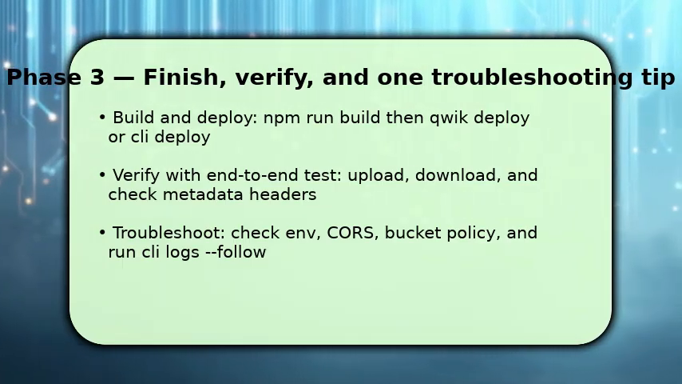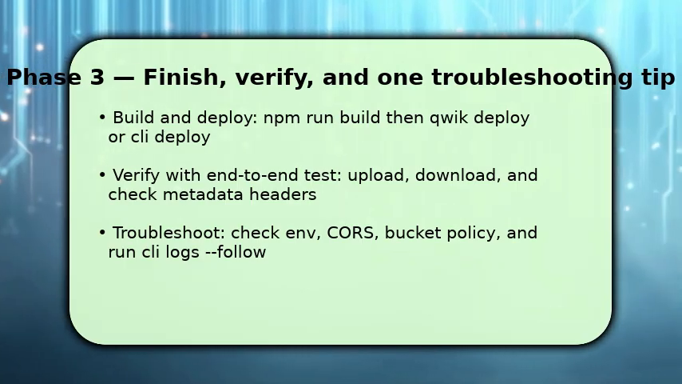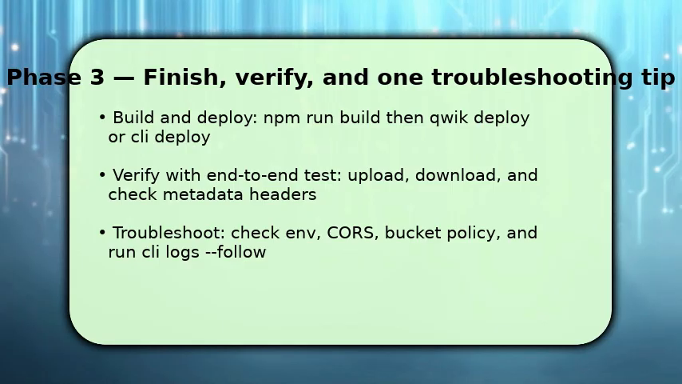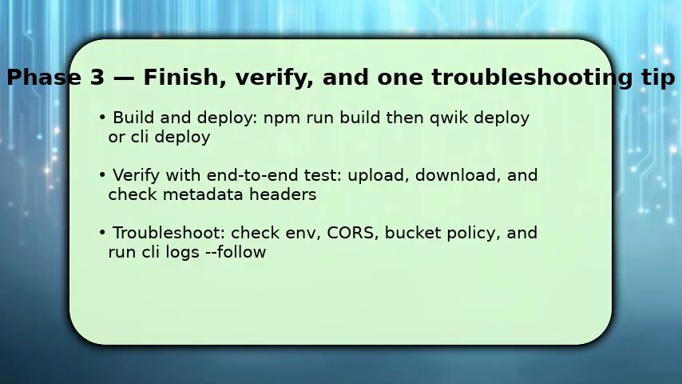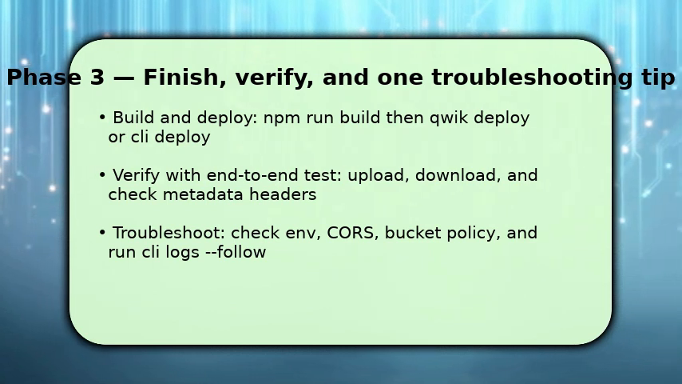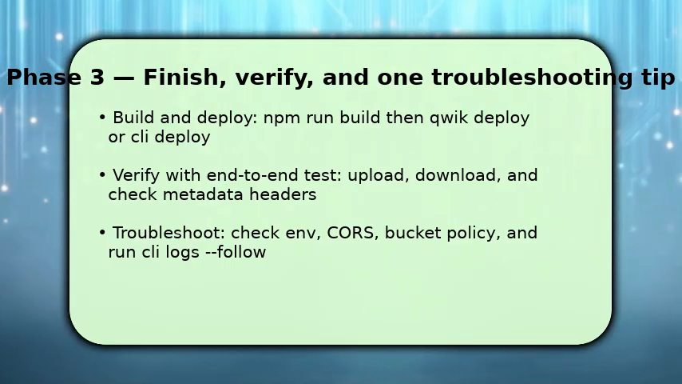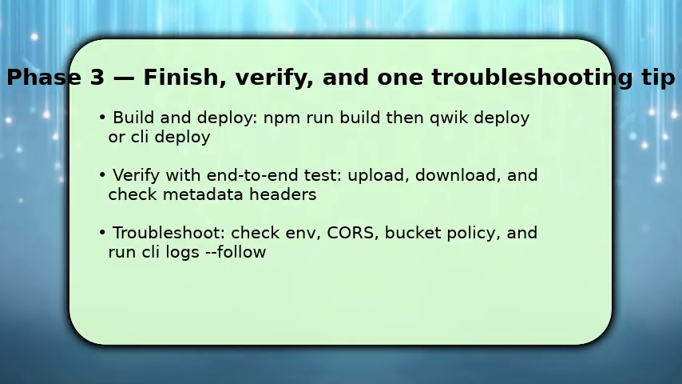If something breaks, first confirm env vars and API key scope, then check CORS and bucket policy rules because most failures stem from permissions. Finally, tail logs with CLI logs follow to spot errors in real time. This single troubleshooting step resolves the majority of deployment issues quickly.